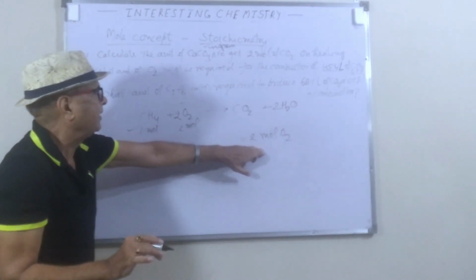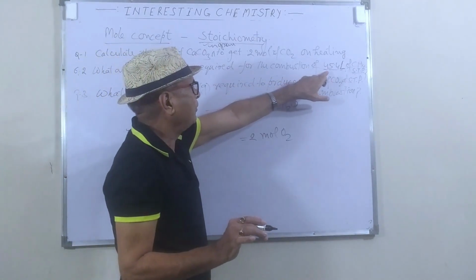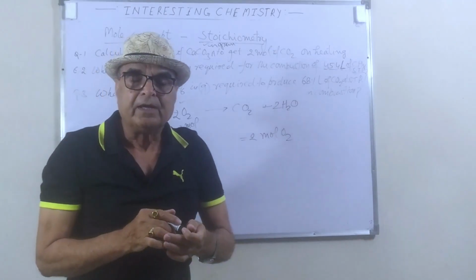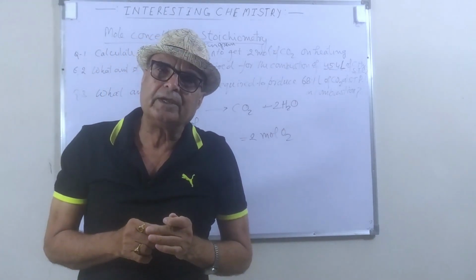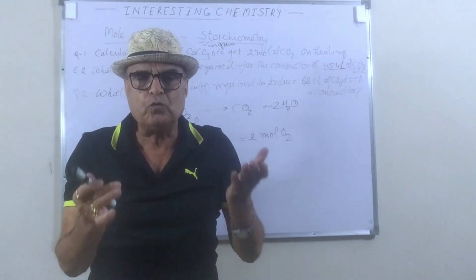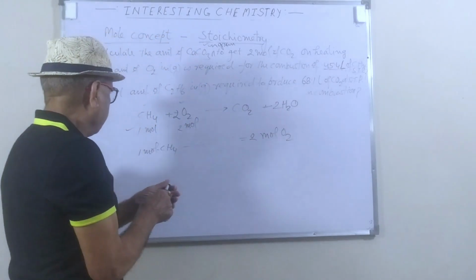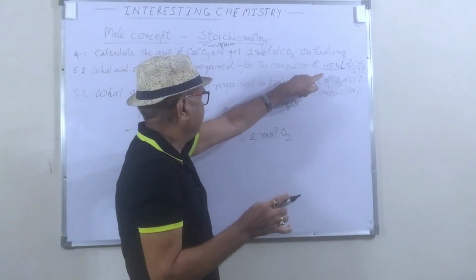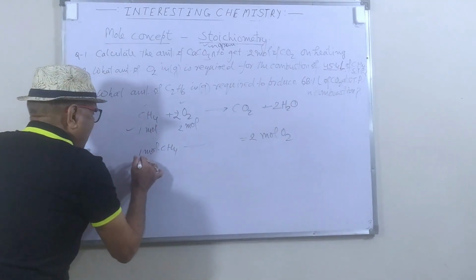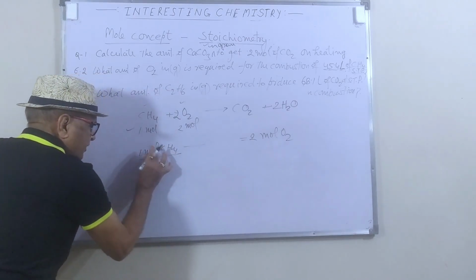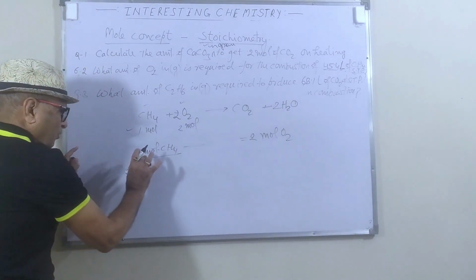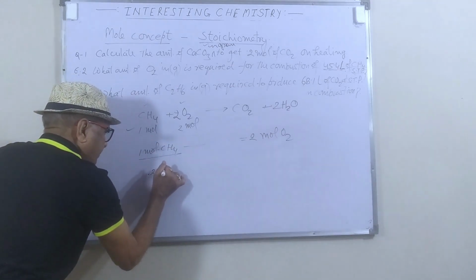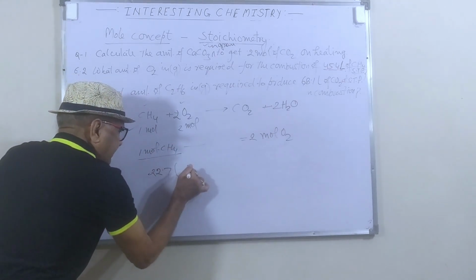So again, you have 45 liter of CH4. This question can be solved in two ways, in two methods. First of all, here this is the mole, this is 1 mole, and this is the liter. What is the volume of 1 mole of CH4? The volume of 1 mole of CH4 is equal to 22.7 liter at STP.